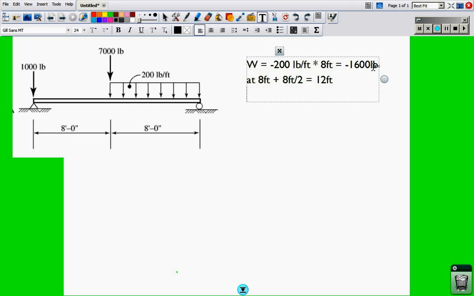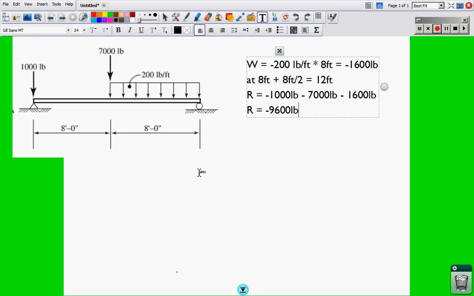Okay, now R is going to be equal to negative 1,000 pounds minus 7,000 pounds minus 1,600 pounds. Okay, so that gives us R is equal to, if I do the math correctly in my head, 9,600, oops, negative 9,600 pounds, right?